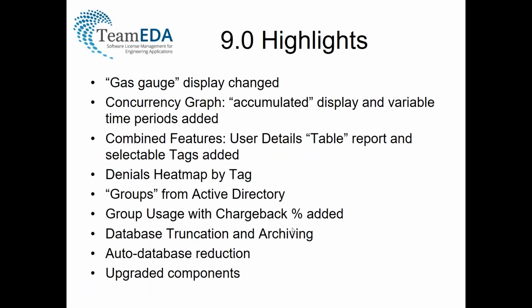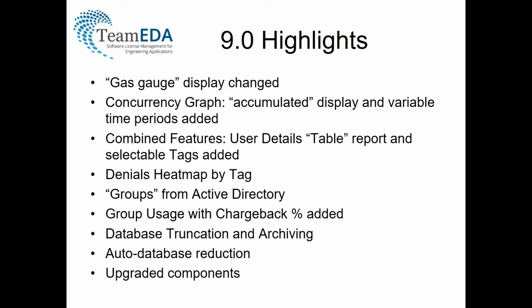Some highlights. What's in 9.0? First of all, we've done some changes to the gas gauge display, and I'm actually going to demonstrate this stuff live, but I do have some slides that show each of these in a minute. You'll see those. We've done some changes in the concurrency graphs. We've added accumulated displays, and we've added variable time periods for concurrency graphs. For combined features, we've added a user detail table and selectable tags.